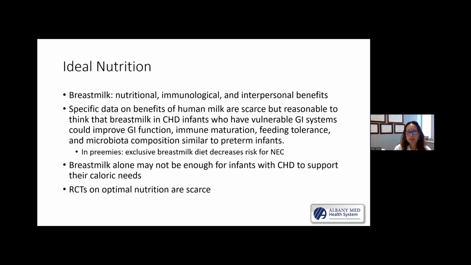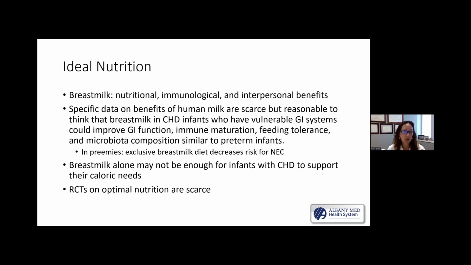And we assume this because there's a lot of data in preterm infants about exclusive human milk and the benefits that it gives to the preemies, specifically with the reduction of necrotizing enterocolitis. And so we can extrapolate that these same benefits in preemies would apply to our term infants with congenital heart disease. However, breast milk alone may not be enough for infants with these diseases because of the increased metabolic demand. And so often the caloric needs are higher than breast milk, which only has 20 calories per ounce.